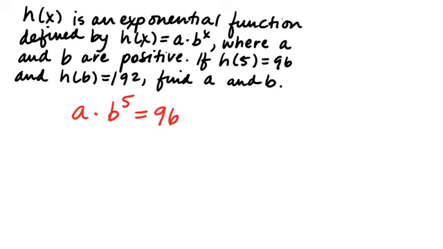And h of 6 is 192. So a times b to the 6 is equal to 192. Alright, now I feel like there's a couple of ways that you could look at this. Since x increased by 1, that means I just multiplied by b again to get from 96 to 192. And 192 is 2 times 96, so it got bigger by 2. So I'm expecting b to come back 2. And then we'd have to do a little more work to find a. But I'm going to actually show you how to do this algebraically.